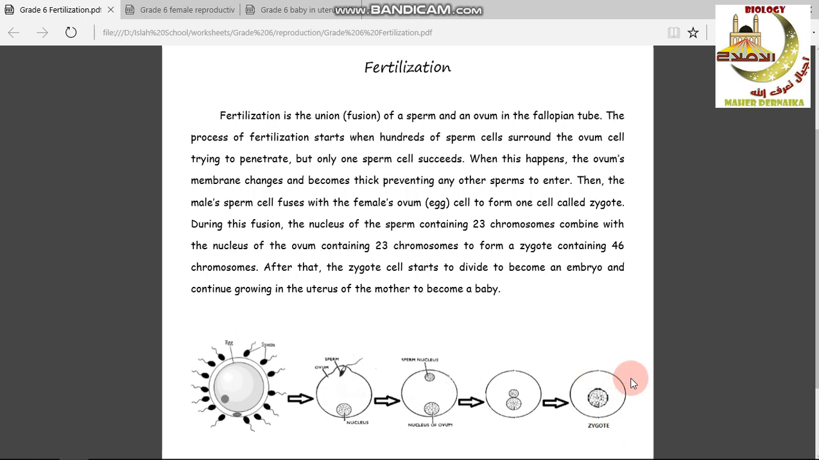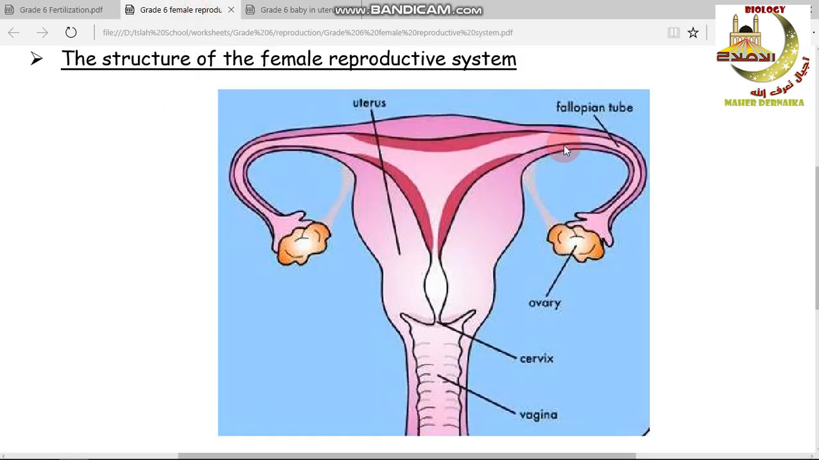Just in brief, the fertilization process is the union or the fusion of a sperm cell which comes from the male and an ovum cell which is already found in the female's body, so that when they fuse together, this process is called fertilization. So it's very important actually to study the structure of the female reproductive system.